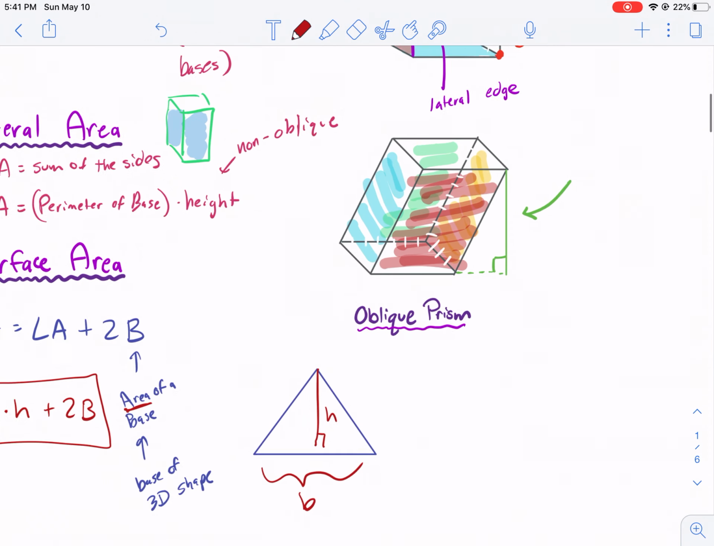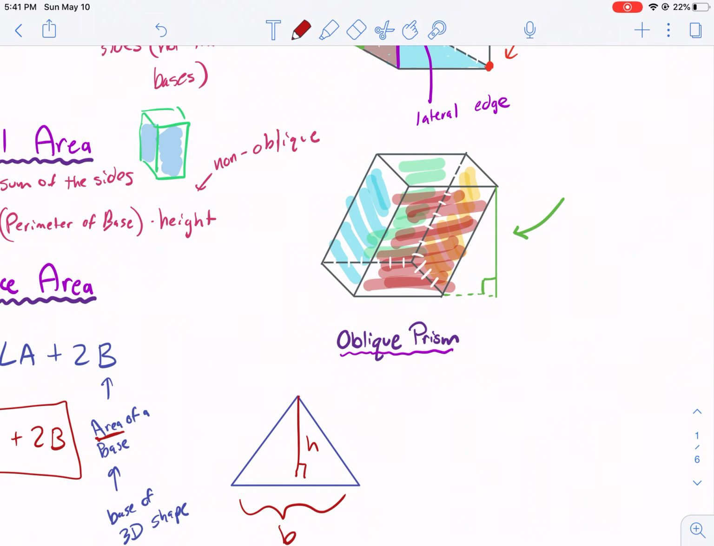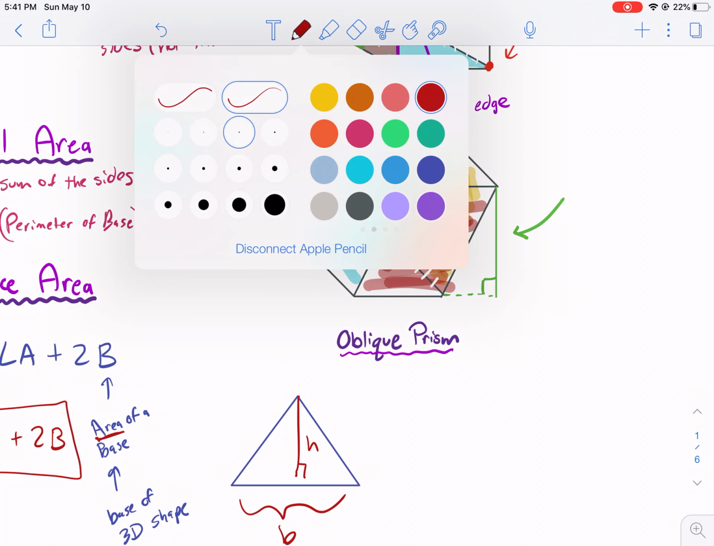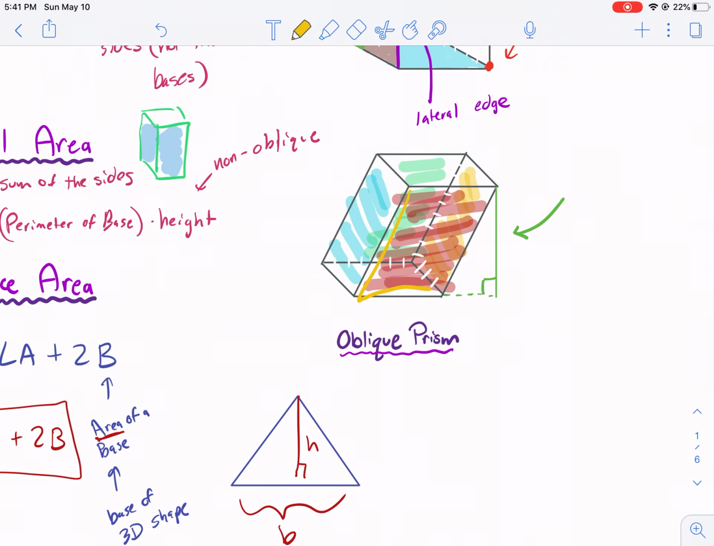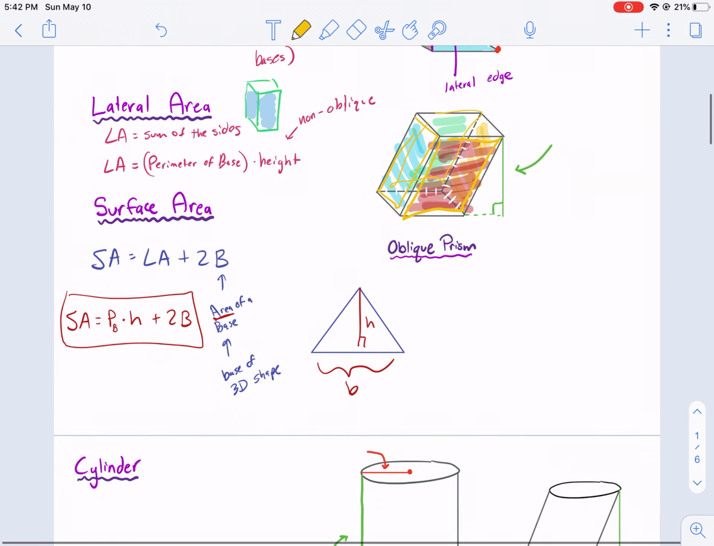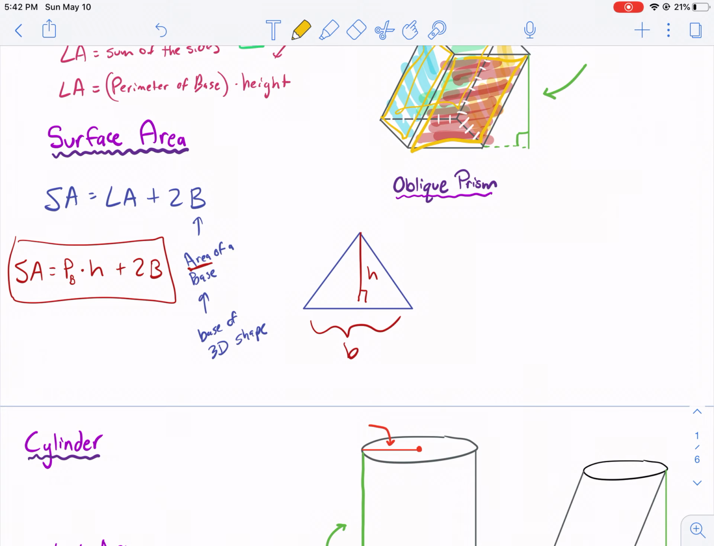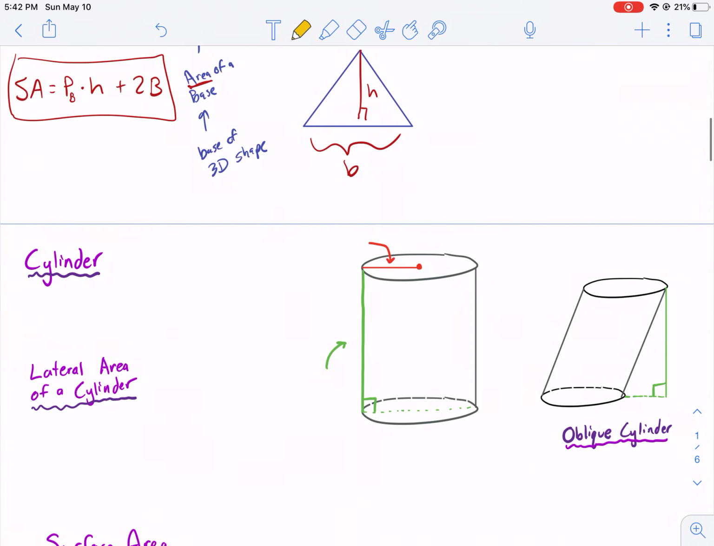Now, oblique prisms we talked about a little bit, but it's essentially just a prism slanted. So instead of rectangles for the sides, we have two parallelograms. So in yellow here, I'm going to draw this. That's a parallelogram. This would be a rectangle still, and you'd add that. But we have not just rectangles, we have parallelograms for sides. So that's just a special type of prism. Be on the lookout for that.